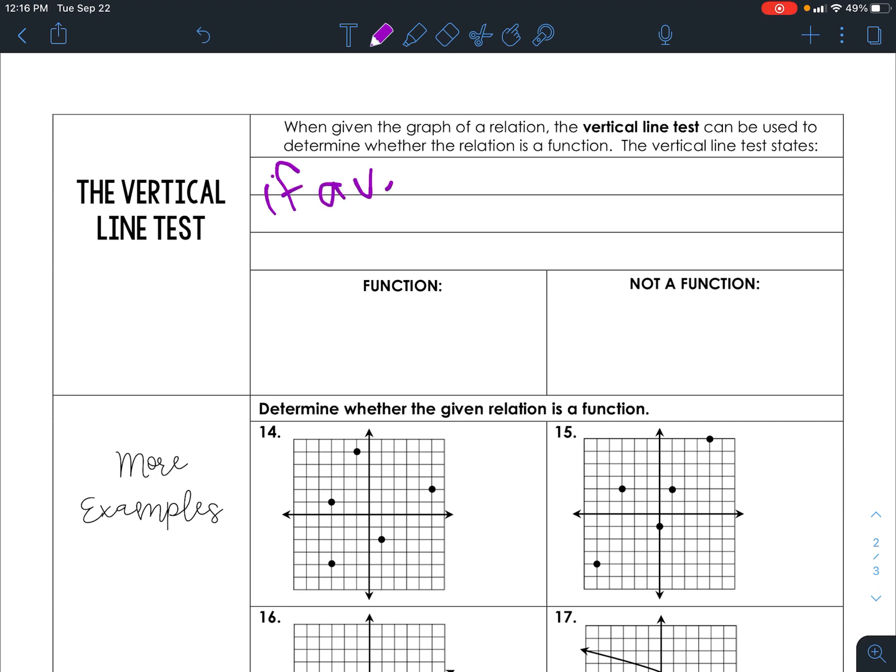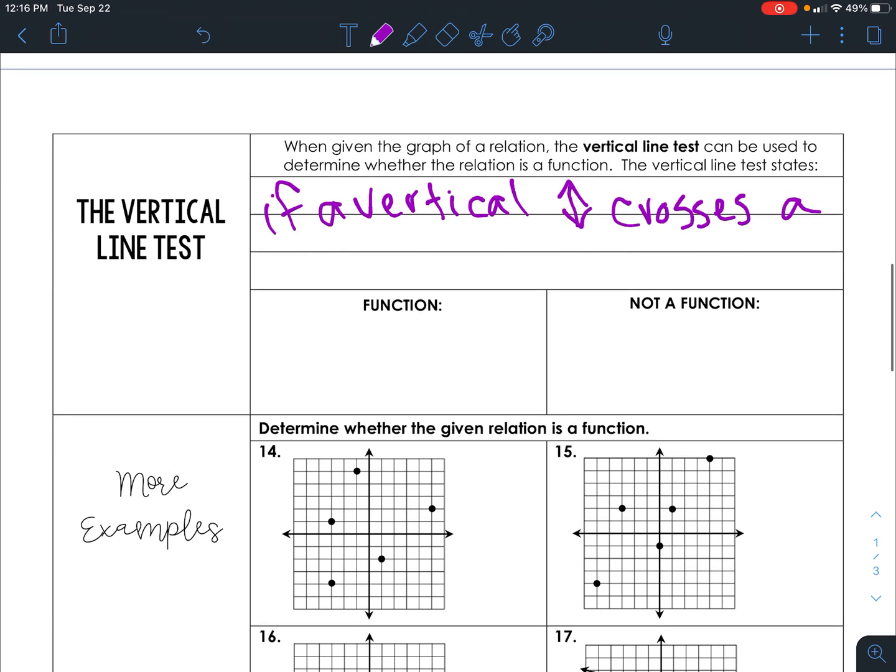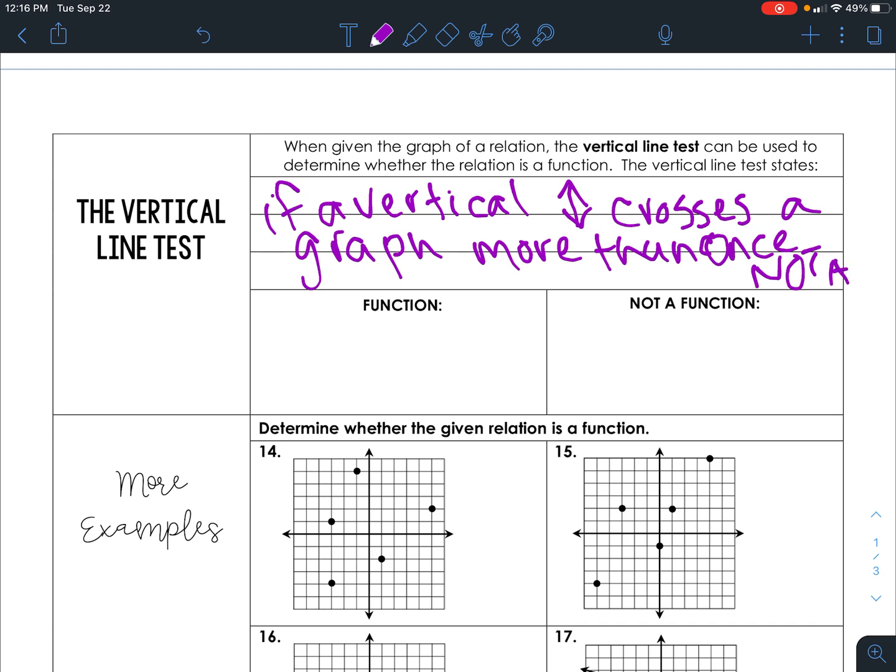and I'm going to draw it, right? So it's a vertical line, intersects a graph more than once, or crosses, right? Because I can't write on these things very well. Crosses a graph more than once. It is not a function, so it is not a function, okay? And I'm going to write function up in the corner like that.